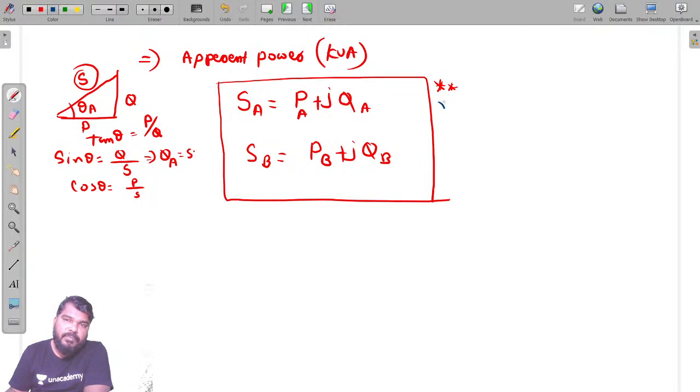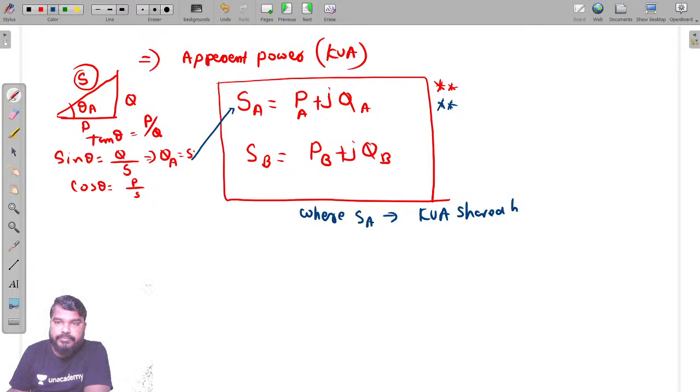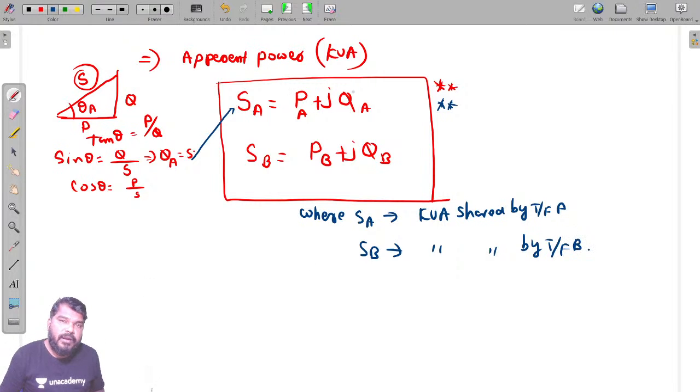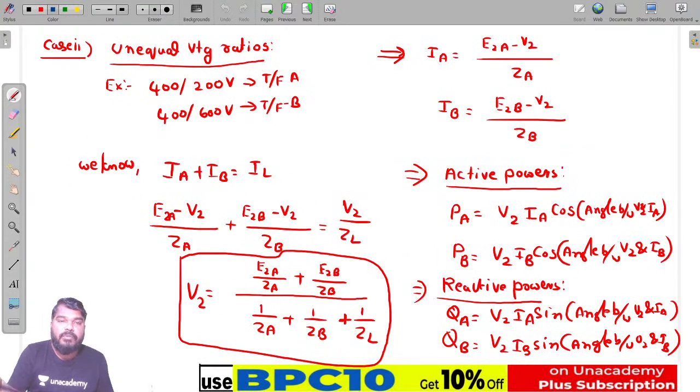So this is very easy as compared to that one. The load shared, SA, is the KVA shared by transformer A, and SB is the KVA shared by transformer B. So this is the active power and this is the reactive power. If unequal voltages are given, these are the formulas.